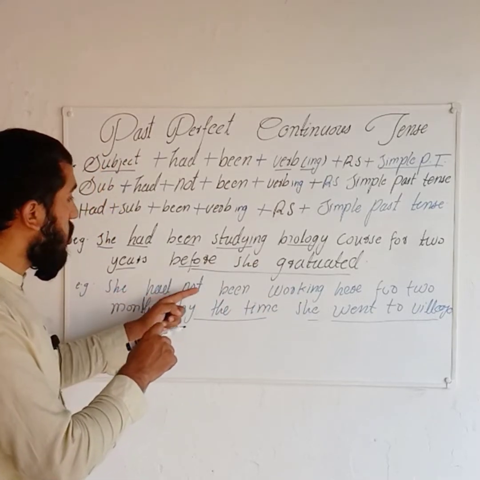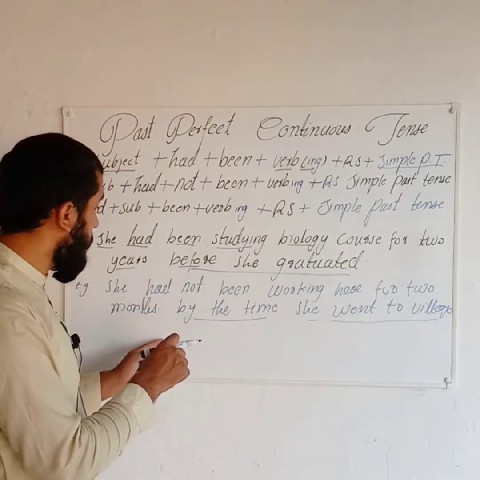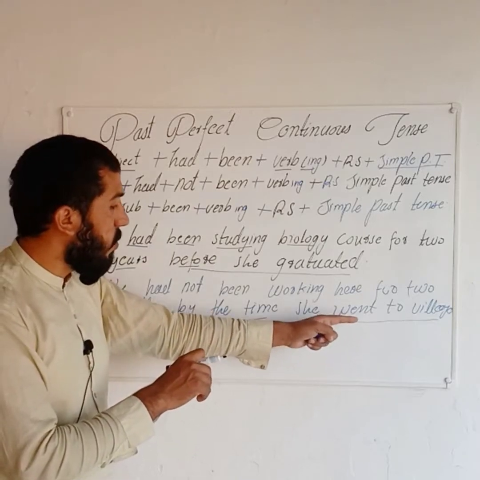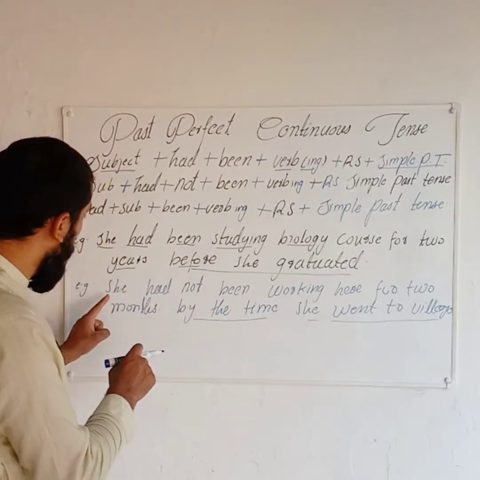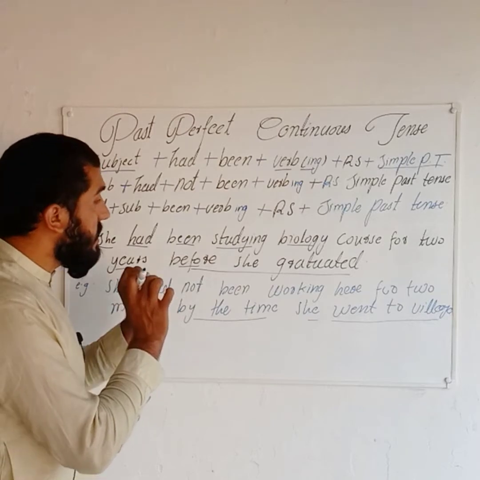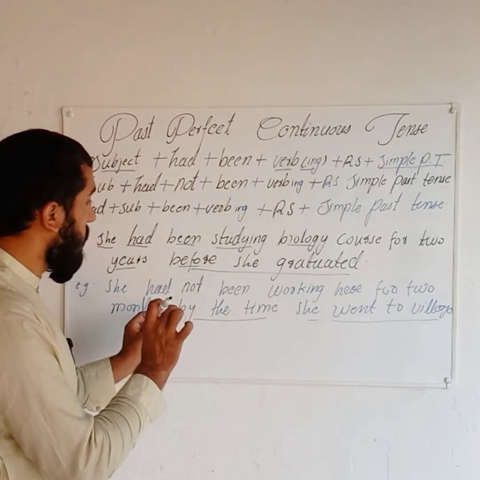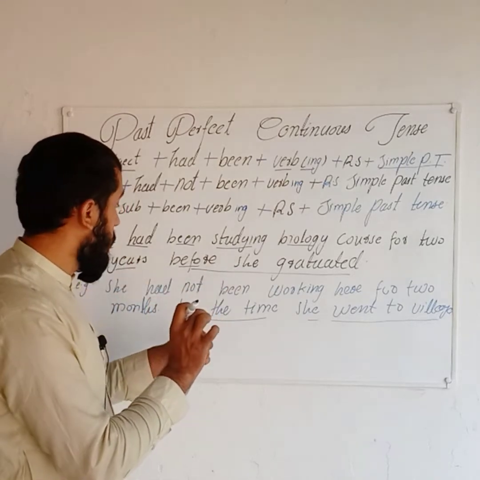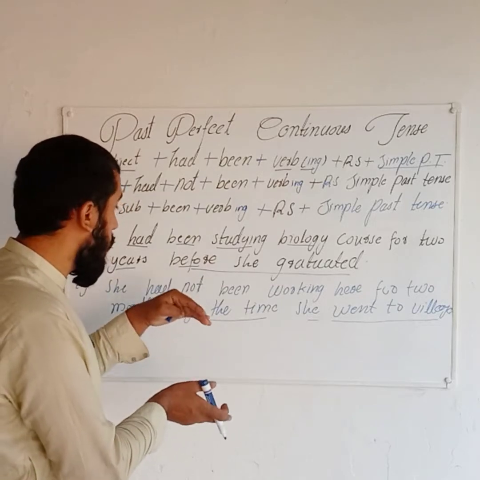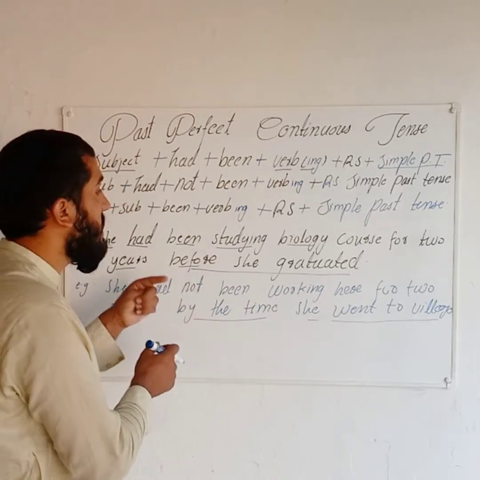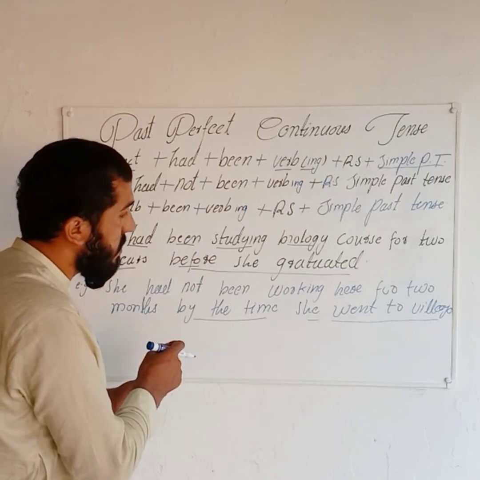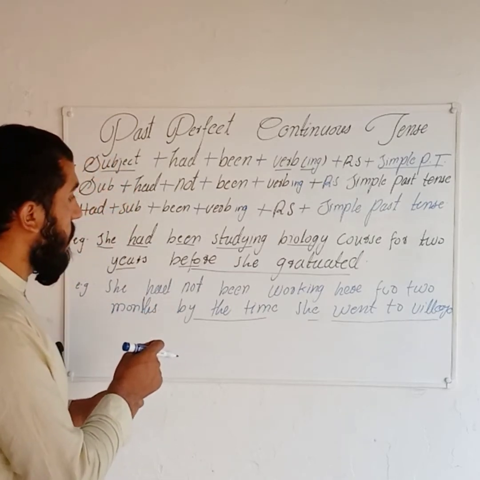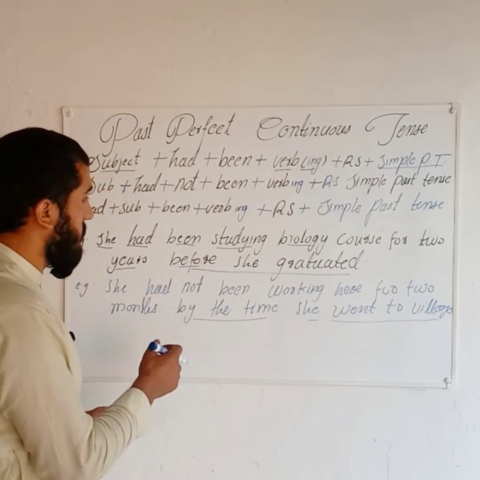And this one: she had not been working for 2 months by the time she went to village. It means she did not work there for 2 months by the time she went to village. And then she went to village. Before going to village, she didn't work there in that factory or in that office.